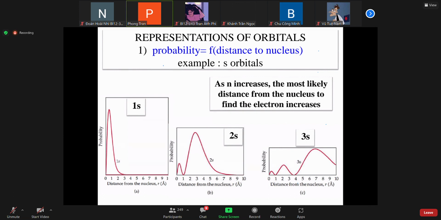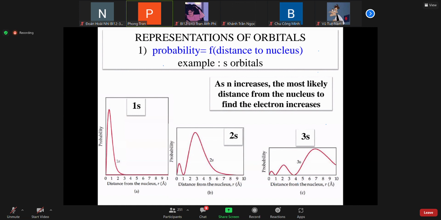So now we look a little bit at the representation of the orbital. First, an orbital is the probability of finding an electron in the space surrounding the nuclei. So now we look at a function giving the probability to find an electron as a function of the distance from the nuclei.